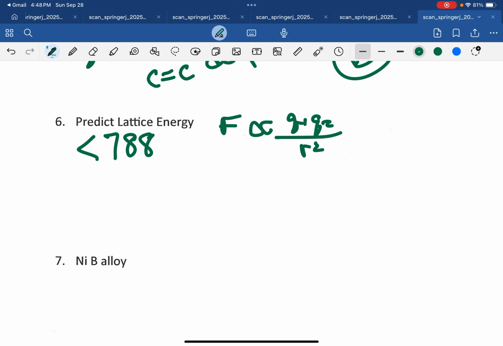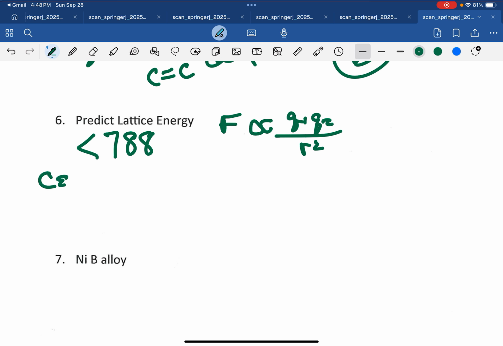So C and D are out. So we're left with A and B. Now we want to find out which is the good justification. Well, we said the Br radius was larger, so that means it has to be B.